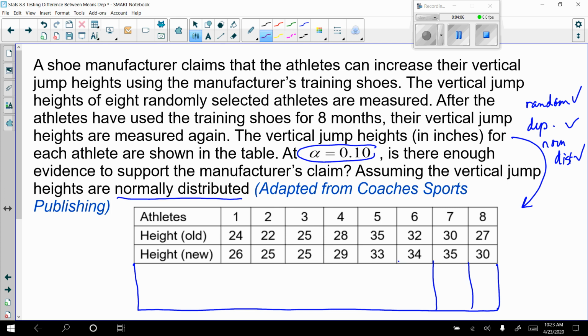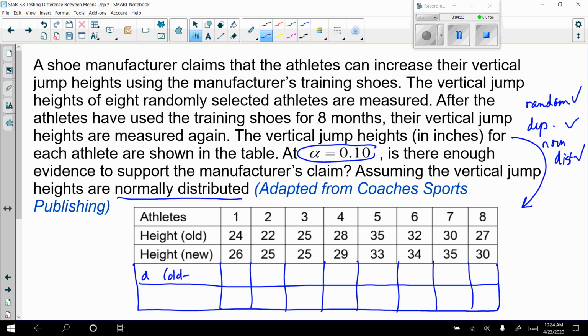So for each one of these, we're going to have to calculate the difference between the before and after measurements. And we're going to have to square those differences because we're going to use those to find other values that we need. So the difference, we're going to do old minus new. That's going to be -2, -3, 0, -1, 2, -2, -5, and -3. And then we're going to find d squared. So 4, 9, 0, 1, 4, 4, 25, and 9.